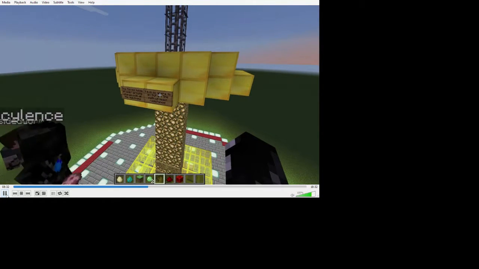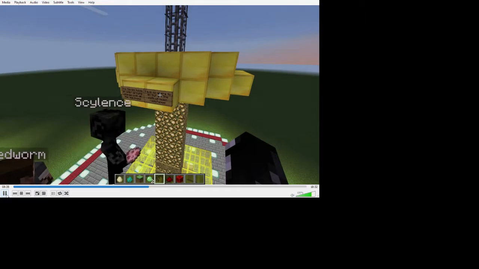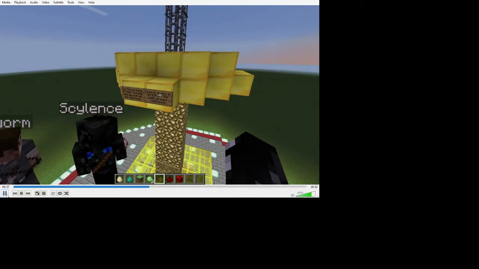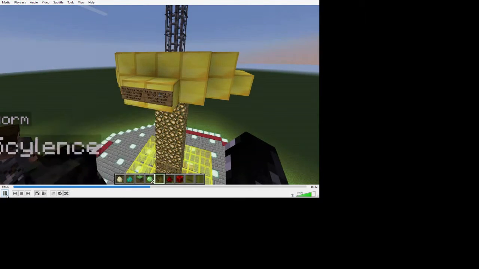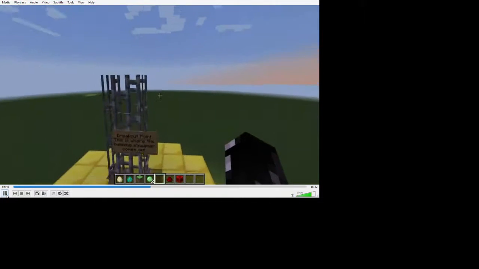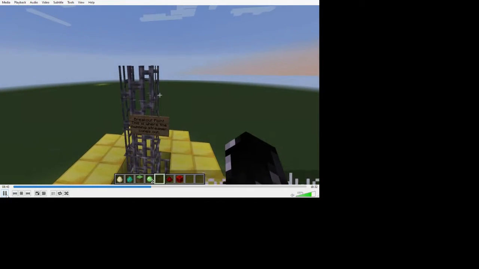The toroid holds an ever-growing charge until all the electrons have nowhere to go but up, the path of least resistance. Breakout point. This is where the humming comes out.